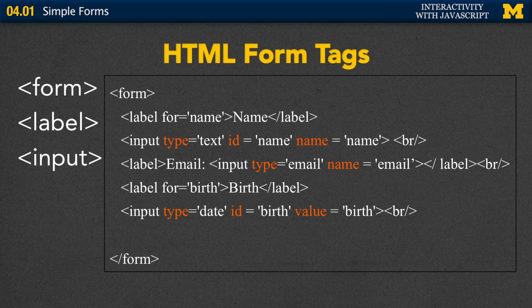The thing that I'm not sure if you've noticed at all is that each one of these has a different type. I have type equals text, type equals email, and finally type equals date. Each one of these will create a different type of input experience for the user.